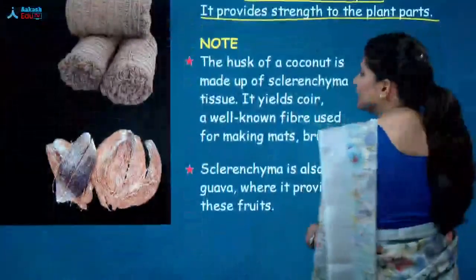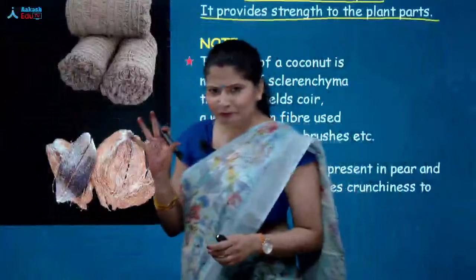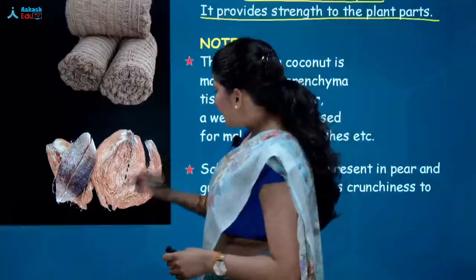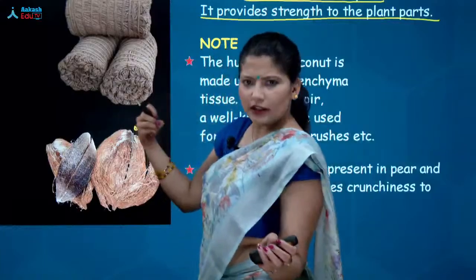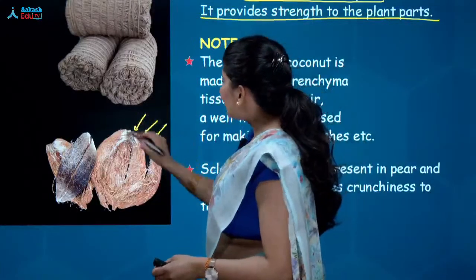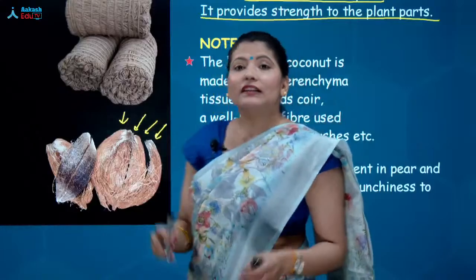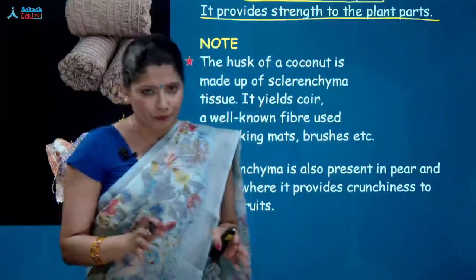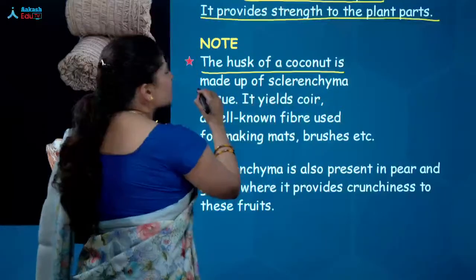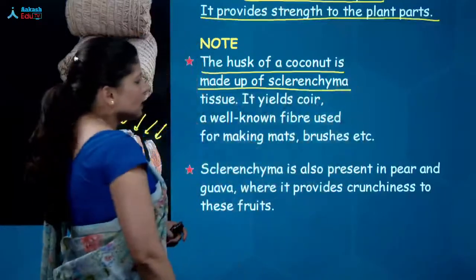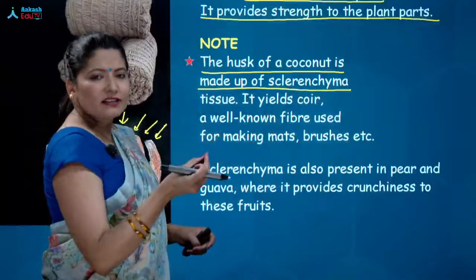Yes, I know कि सब लोगों ने नारियल खाया है. नारियल सब लोग खाते हैं. So you people have noticed this brown hairy like structures, है ना, जिन्हें हम remove कर देते हैं. So बच्चा, this hairy like structures, this is husk. So this husk of coconut, it is also made up of sclerenchyma. It yields coir.